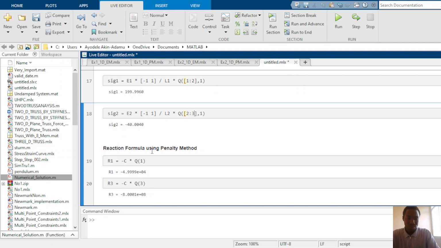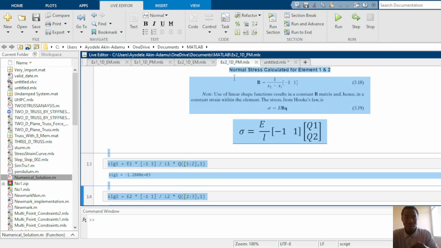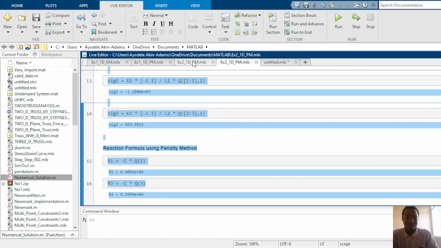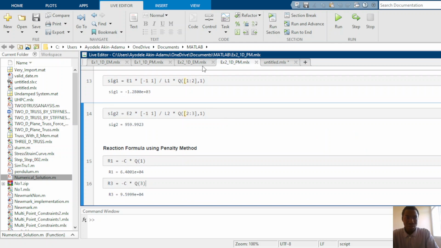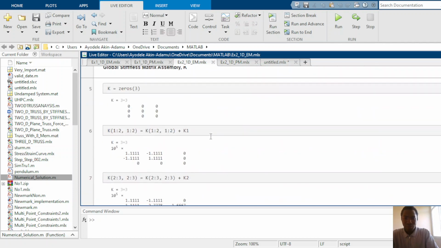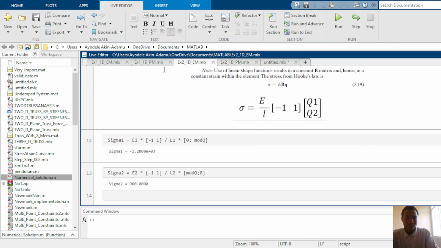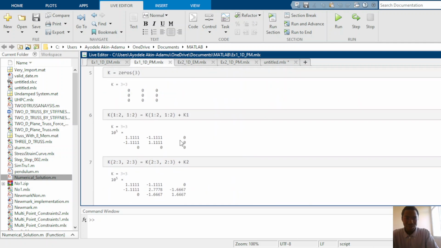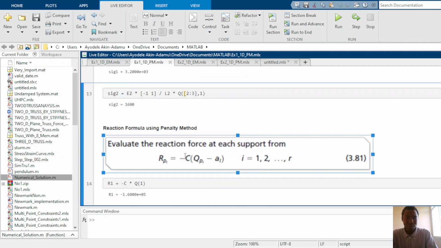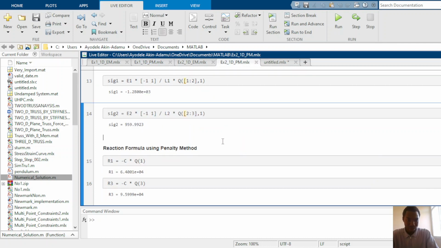The reaction formula using the penalty method. Come here. The reaction formula is not here. Sorry. I'm trying to look for the reaction formula in this live script. I don't have it here either. Okay, this is the formula. Let me copy it and place it here.